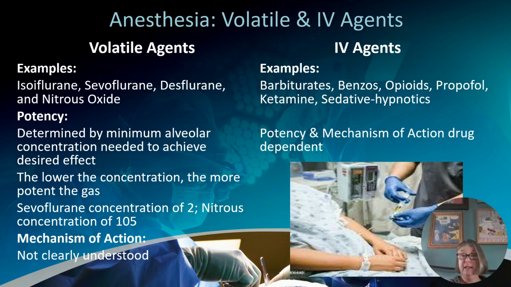The book uses the example of sevoflurane, which has a minimum alveolar concentration of 2, whereas nitrous oxide has a minimum alveolar concentration of 105, right? So the sevoflurane, and I am not really familiar with the gases other than the ones you hear about all the time, is obviously a way stronger gas with a concentration of 2 compared to nitrous, which has a concentration of 105, right?